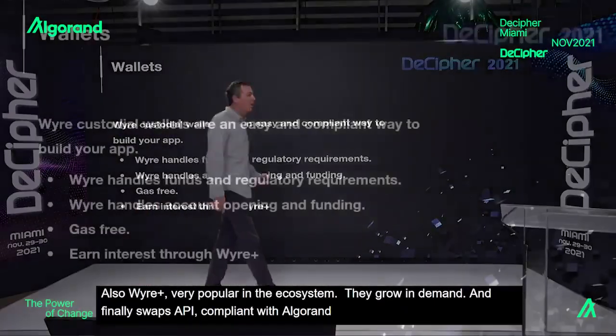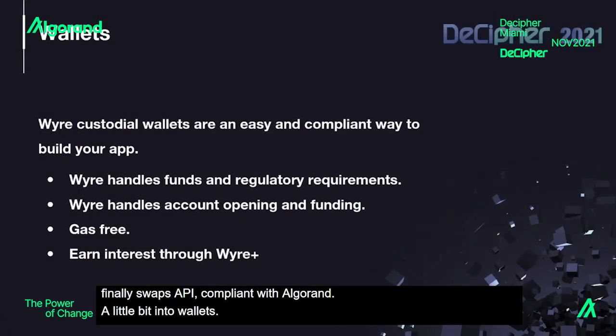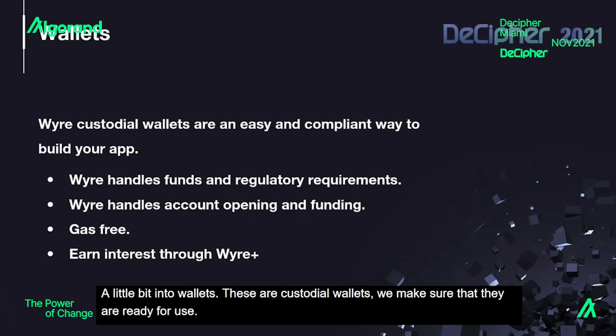Okay, a little bit into wallets. So as I mentioned, these are custodial wallets. We handle all the account opening, funding, making sure the wallet's good and ready for use. Very simple. You as a developer, all you need to do to spin up a wallet is give it a name so you can identify it and a callback URL so that you can receive updates on that wallet. Really simple.